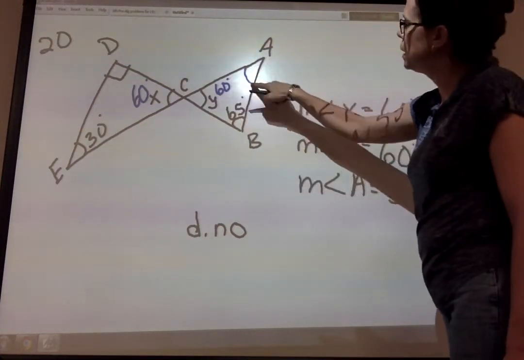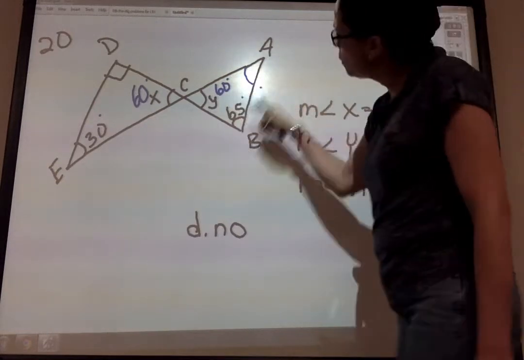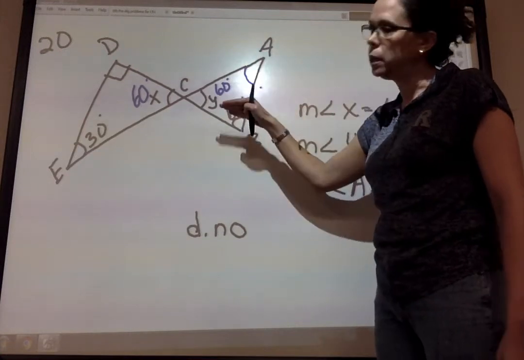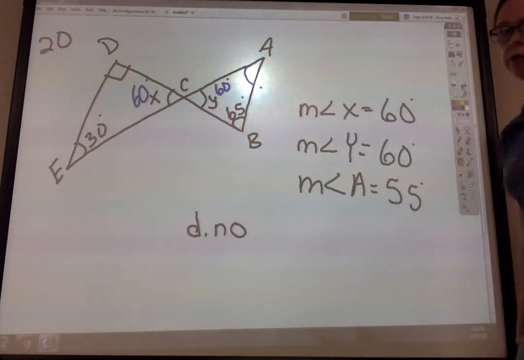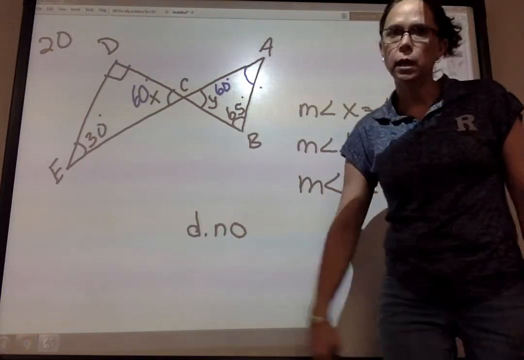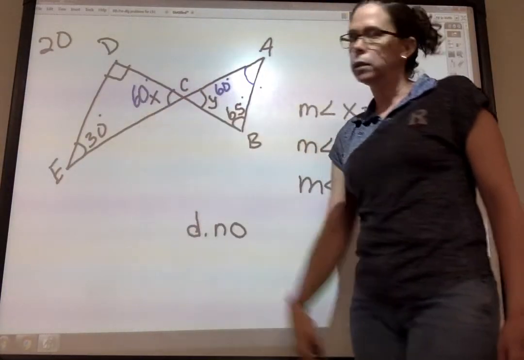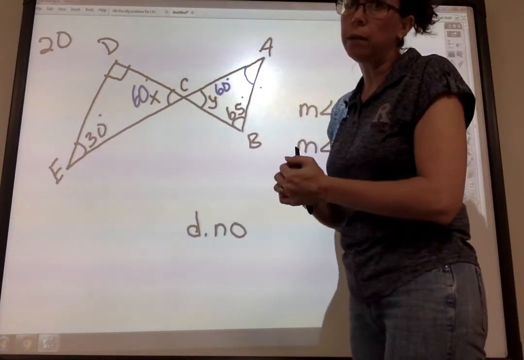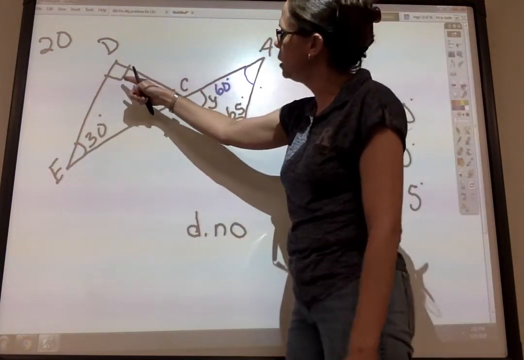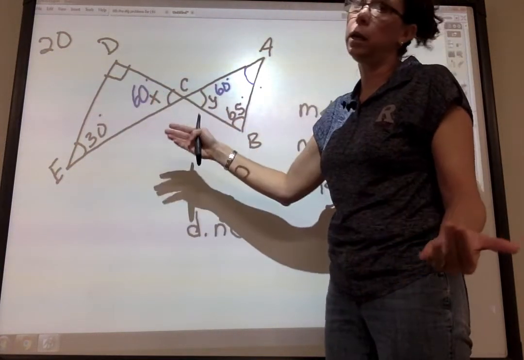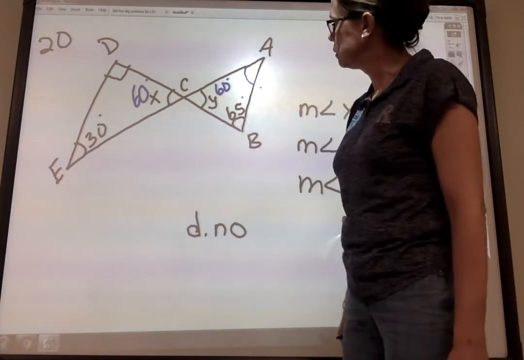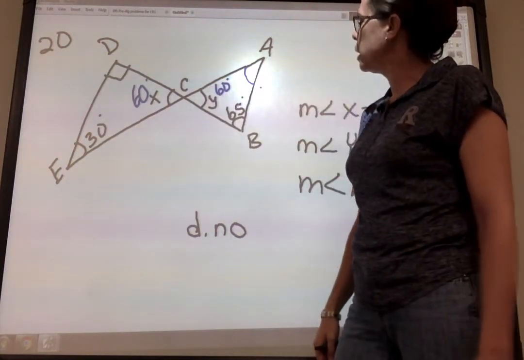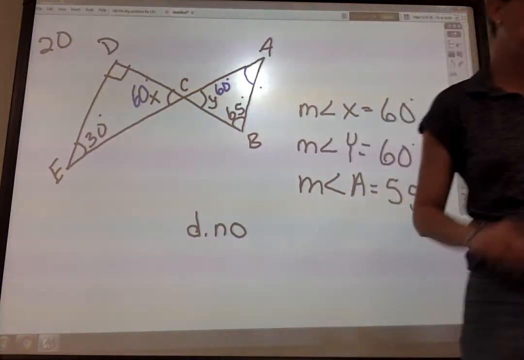Now they want to know the measure of angle A. Here's another triangle. If I add 60 and 65, I get 125. They have to add up to 180. 180 minus 125 is 55 degrees. D says, are these triangles similar? Remember, similar triangles have to have corresponding angles with the same measure, right? Well, this over here is a right triangle. For them to even start being similar, this one would have to be a right triangle, and it's not. So that told me real quickly that these weren't. Plus, the corresponding angles are not equal.